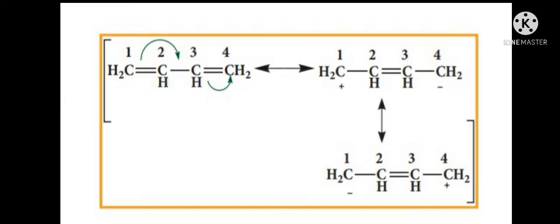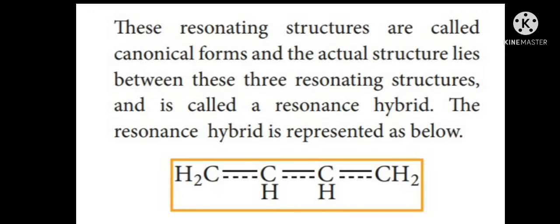Delocalization of pi electrons is shown here. These resonating structures are called canonical forms, and the actual structure lies between these three resonating structures and is called the resonance hybrid. The resonance hybrid is represented here.